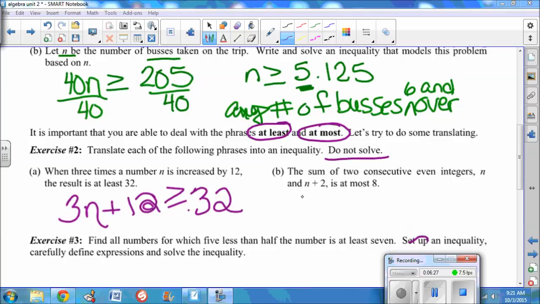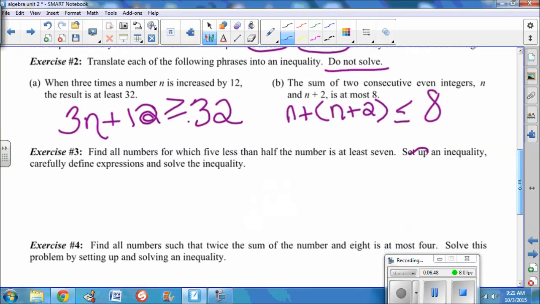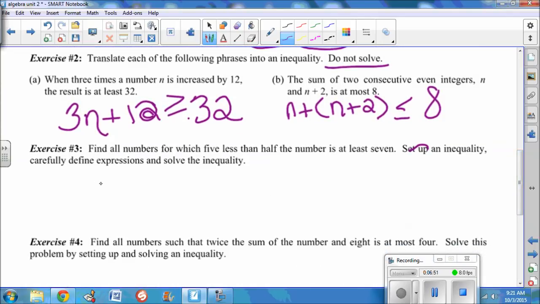Okay, letter B. The sum of 2 consecutive even integers, n and n plus 2, is at most 8. So we've got to sum those 2 integers, n plus 2, and is at most, less than or equal to 8. So there's that difference between at least and at most. It says, find all numbers for which 5 less than 1/2 the number is at least 7. All right, so there's our information that we need to work with. 5 less than a number is at least 7.